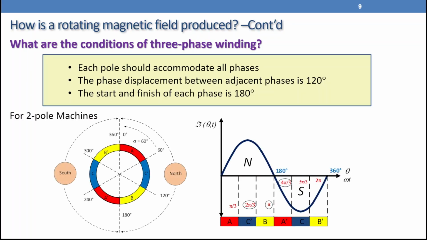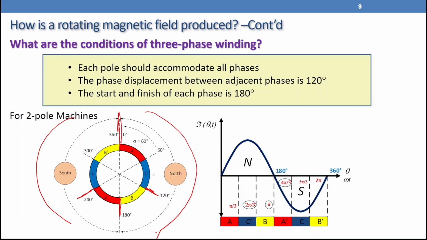If we have a two-pole machine like this one, we have 180 degrees for the North Pole and another 180 degrees for the South Pole. We're going to start phase A at the 0 point, so the return of phase A will be after 180 degrees in space. And phase B should be 120 degrees after phase A, and phase C will be another 120 degrees after phase B, or 240 degrees from phase A.